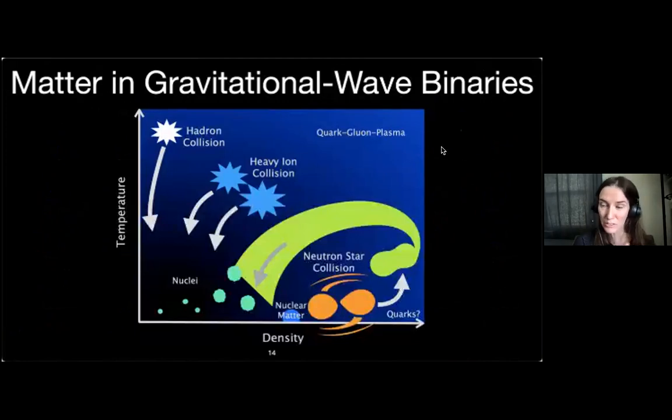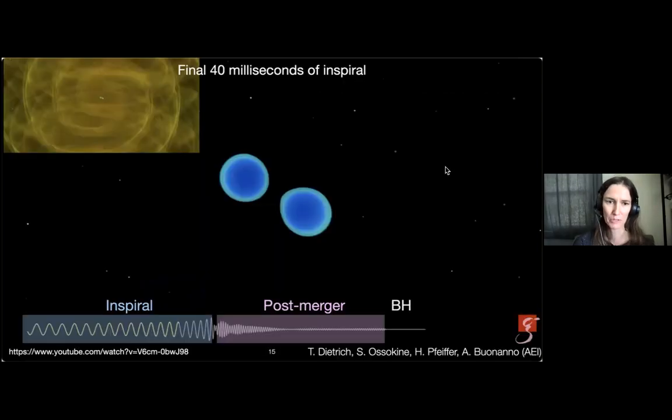I wanted to also say a little bit about how the signature of matter comes in. So I've only talked so far about features that are characterized by the mass of the system. But we also see some additional things in the signal. We see spin, which I won't talk too much about, but I wanted to say a little bit about the way that matter is imprinted on the signal we observe.